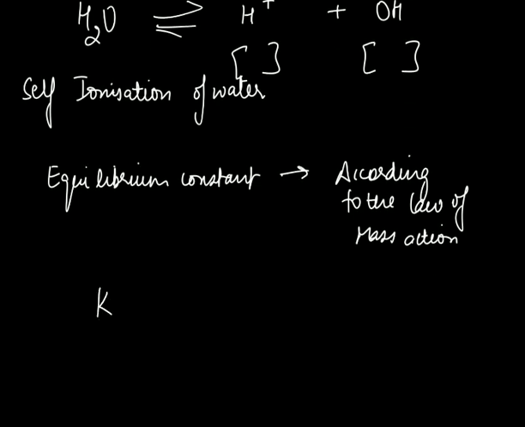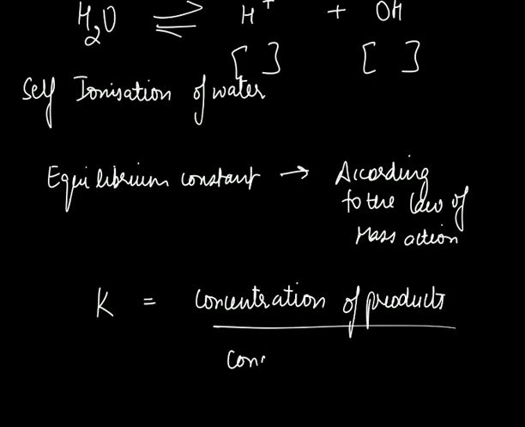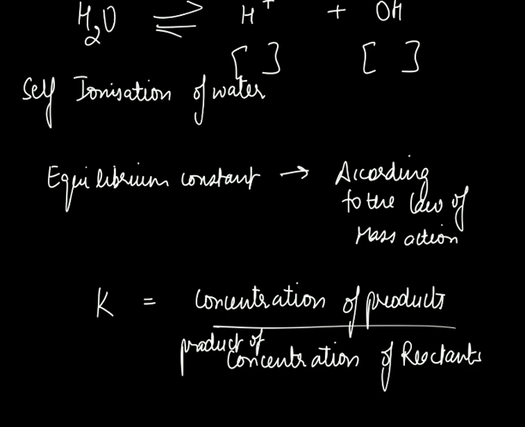So according to this law of mass action, what do we write? We write the equilibrium constant given by symbol K. So we say concentration of products divided by concentration of reactants, or we can say product of concentration of products over product of concentration of reactants.